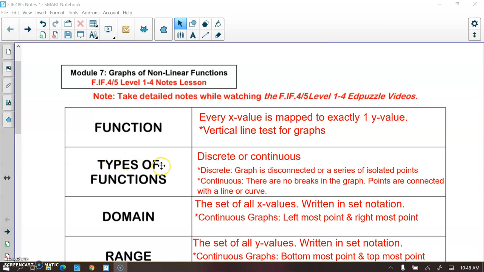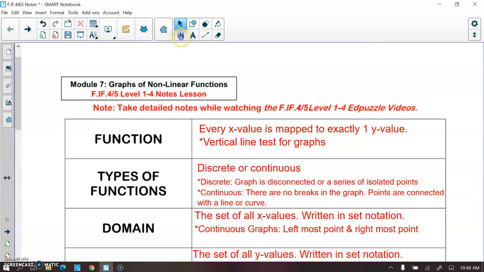Types of functions. There are two types of functions, discrete or continuous. Now, discrete would mean that we are dealing with a graph that is disconnected, or a series of isolated points. So maybe something like this. If I have an x and a y-axis, and I just have a bunch of random points on my graph. This is a discrete graph because it is not continuous. The points are separated and they're completely isolated.